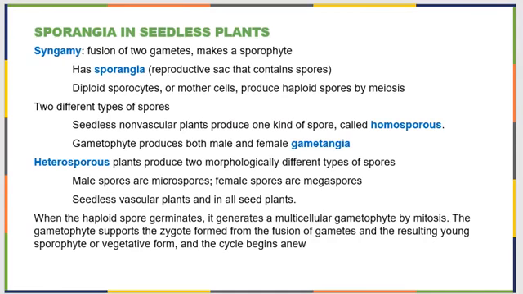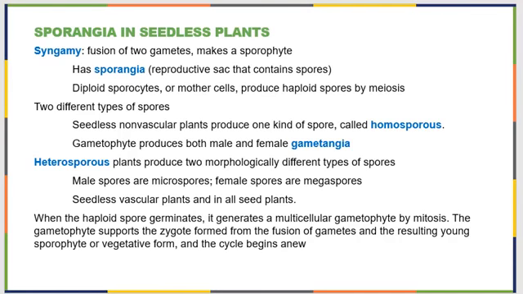Let's study some of the different structures in plants. Specifically in seedless plants, they have something called sporangia. Seedless plants undergo the process of syngamy, which is when the two different gametes come together to make the sporophyte. The sporophyte version of the plant has sporangia, and that's just the special name for the reproductive sac on the plant that contains all of the spores.